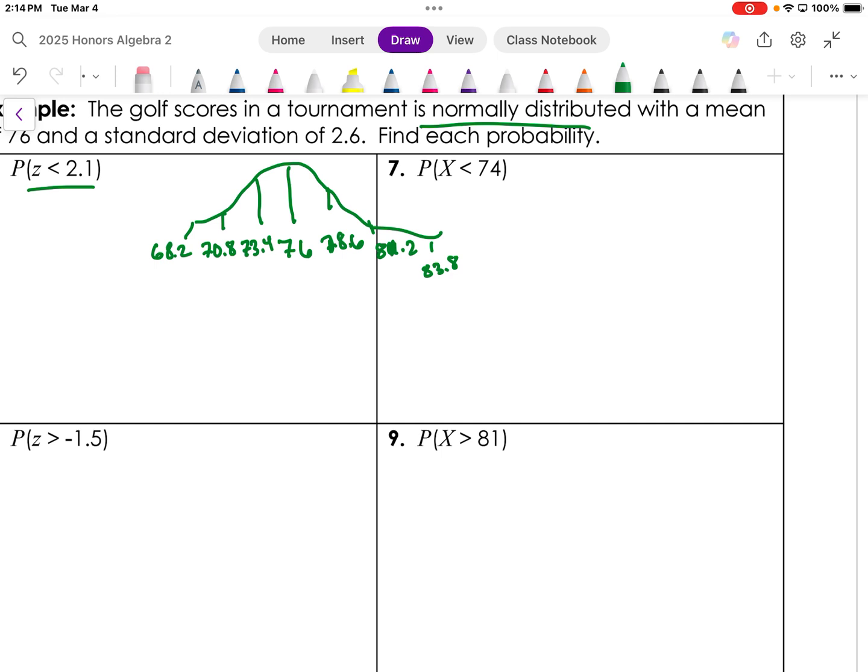Okay. Now the challenge is when we look at that statement, it said the probability that z is less than 2.1. Well, first off, is there a 2.1 up on that graph? No. So now we're stuck.